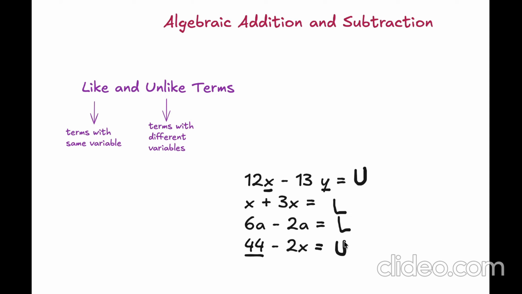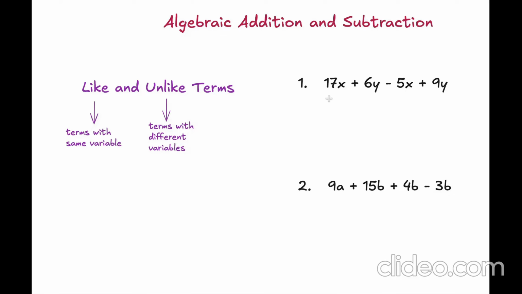So the rule is you can only add or subtract like terms. So 12x and 3y were unlike, so we can't solve this. Next, x and 3x. x is the same as 1x, so we can add this because they are like terms. 1 plus 3 is 4, x is as it is, so 1x plus 3x is 4x. Next, 6a minus 2a. They're like terms, so I can subtract: 6 minus 2 is 4, and a. The last one was unlike, so I can't solve it further.